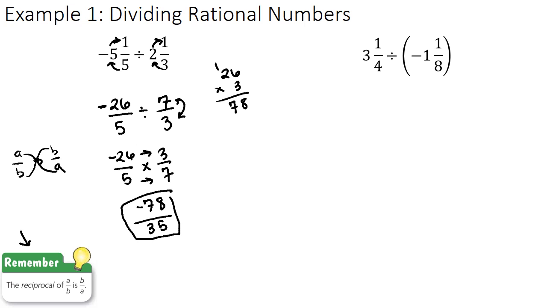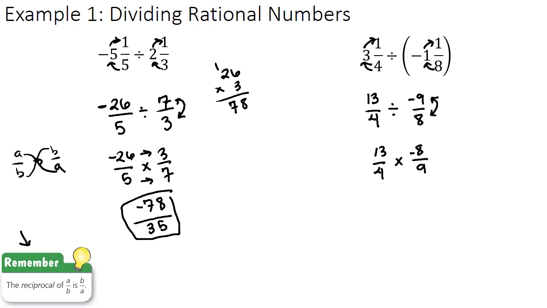Now as we look at this second problem, we're going to need to put these into improper fraction form as well. So 3 times 4 is going to be 12, plus 1 is going to be 13, so I have 13 all over 4. And we're dividing that by 8 times 1, which is 8, plus 1, which is 9, negative 9 all over 8. When I'm dividing by a fraction, I need to remember to multiply by the reciprocal. So I need to flip this second fraction on its head. So we're going to do 13 over 4 times 8 over 9, and that can be a negative 8 or a negative 9. It doesn't matter as long as we keep that negative in there.